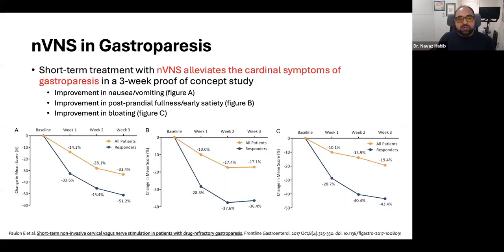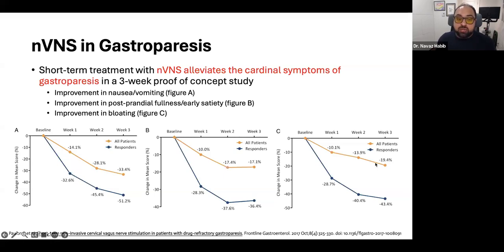Well, when we add vagus nerve stimulation into gastroparesis cases, this is a great study showing that short-term treatment, just 3 weeks with nVNS, alleviates the cardinal symptoms of gastroparesis in a 3-week proof of concept study. Improvements in nausea, postprandial fullness and early satiety, as well as bloating.